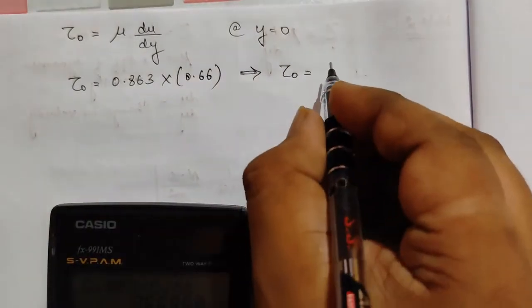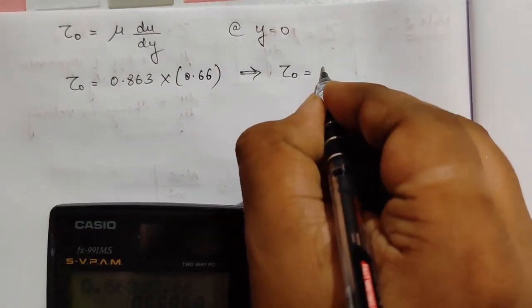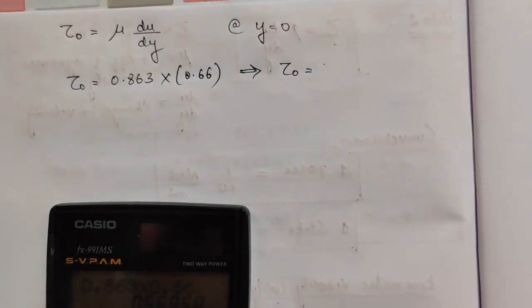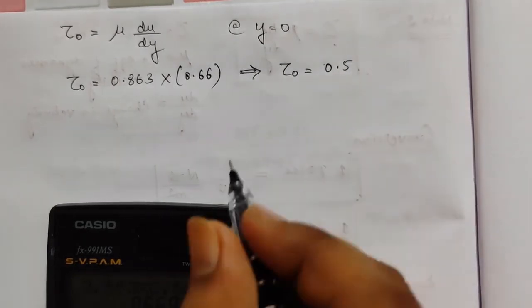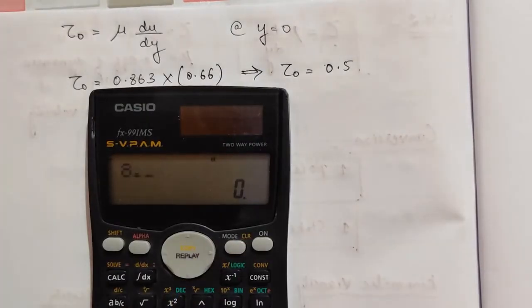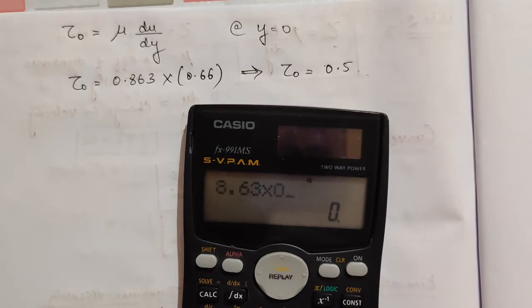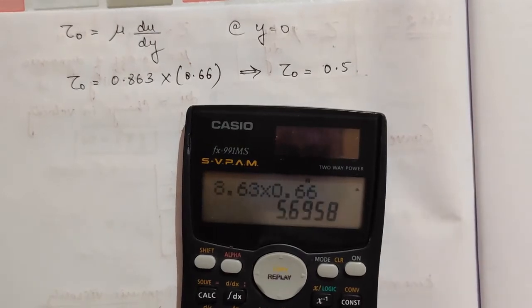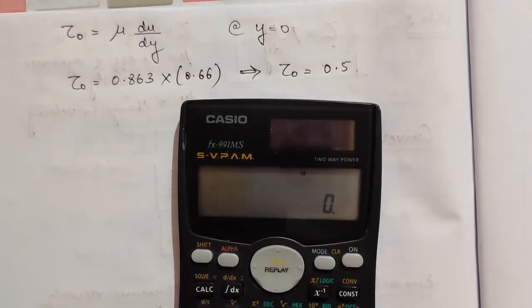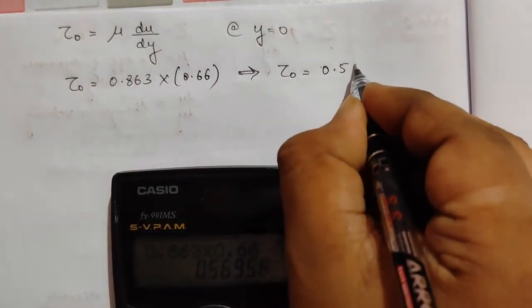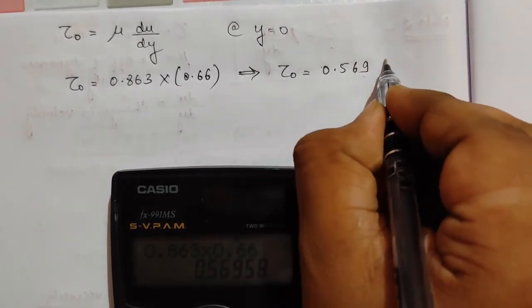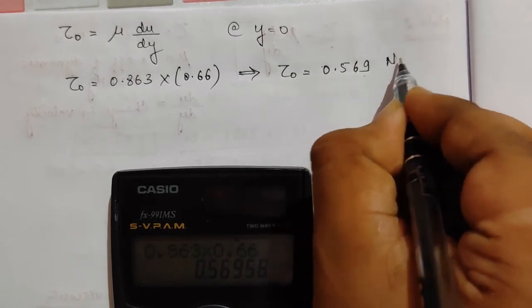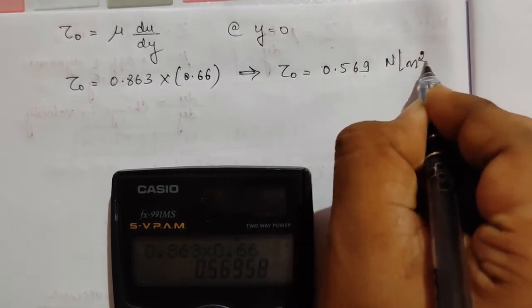Conversion is very important. You may think it is easy, but while doing it you will face the actual problems. If I didn't convert, it would be 8.63 into 0.66, so 5.69. So conversion is very important. The correct value is 0.569. What is the unit of the shear stress? Newton per meter square.